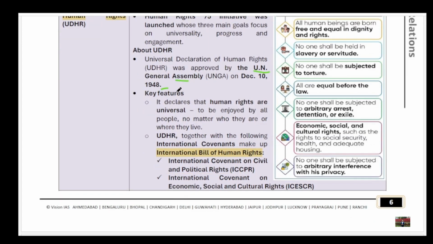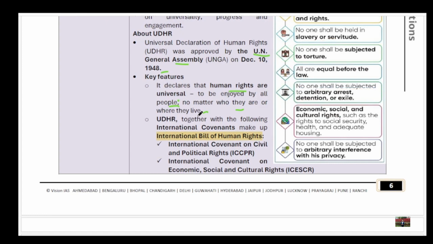So what are some of the key features of Universal Declaration of Human Rights? It declares that human rights are universal, all right, to be enjoyed by all people, no matter who they are or where they live, right? So as the name suggests, it is Universal Declaration on Human Rights. That is why they also promote the idea that human rights are universal, irrespective of the geographical location of the people, where they live, how they live, right? If there is a human right, it will be obligatory to each and everyone, right?